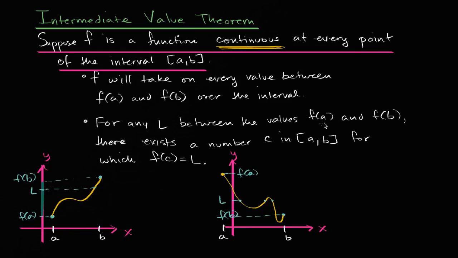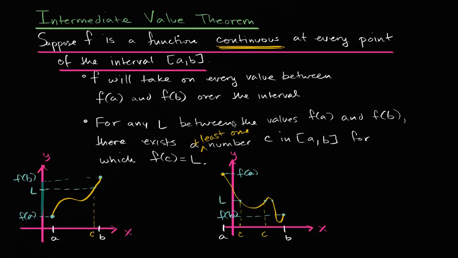For any L between the values of f of a and f of b, there exists a number c in the closed interval from a to b for which f of c equals L. So there exists at least one c. In this case, that would be our c. Over here, there's multiple candidates for c. That could be a candidate for c. That could be the c. So we could say there exists at least one number c in the interval for which this is true.